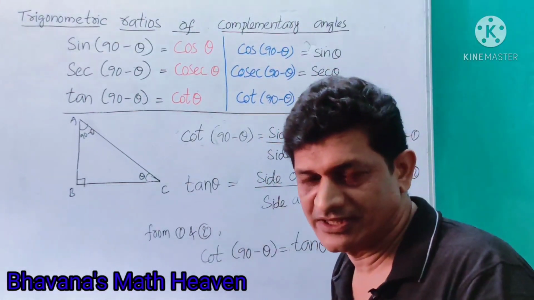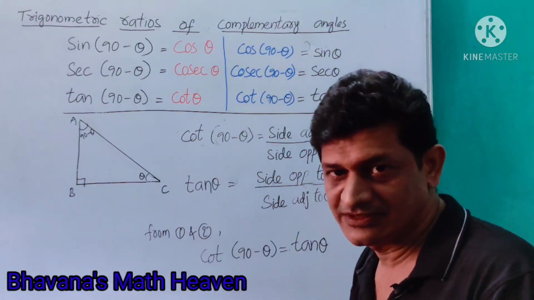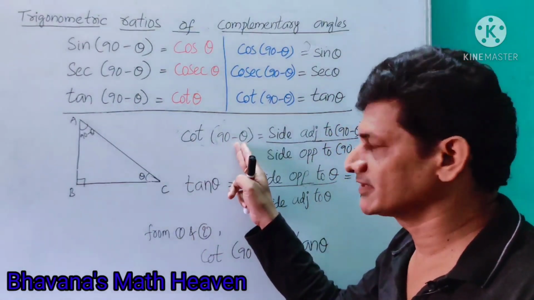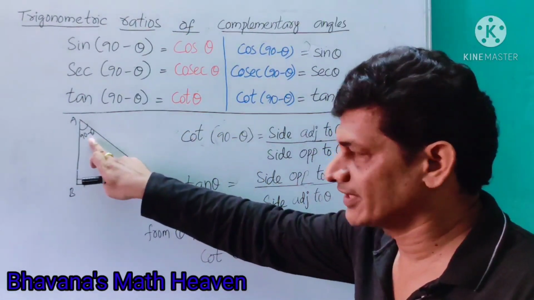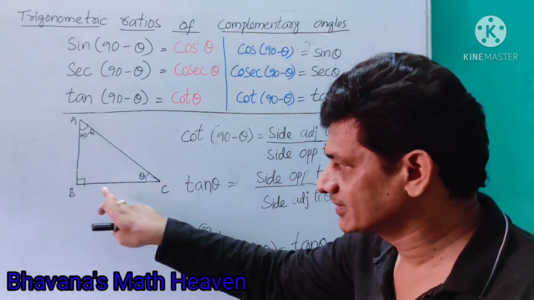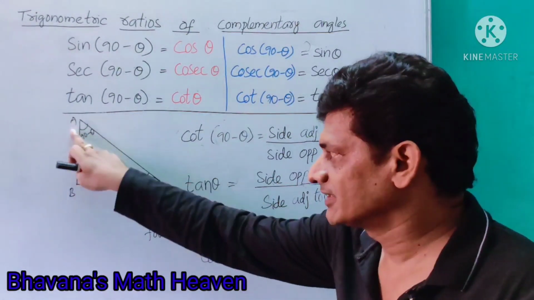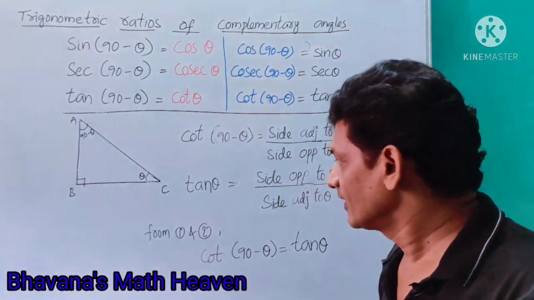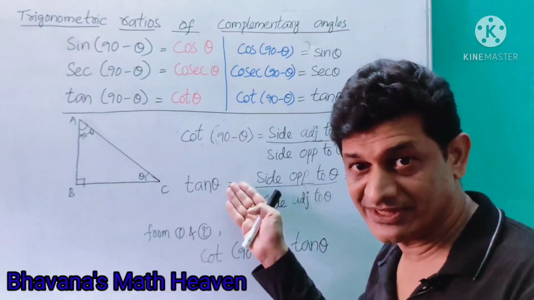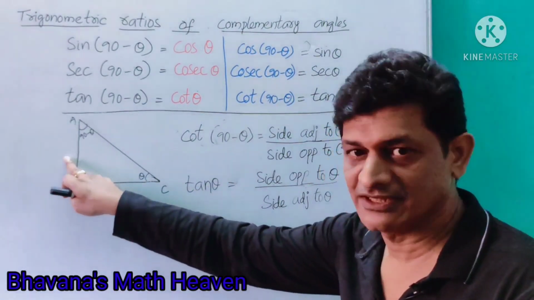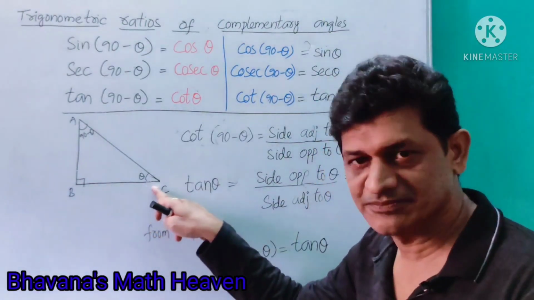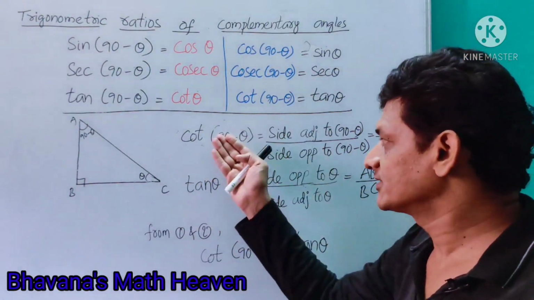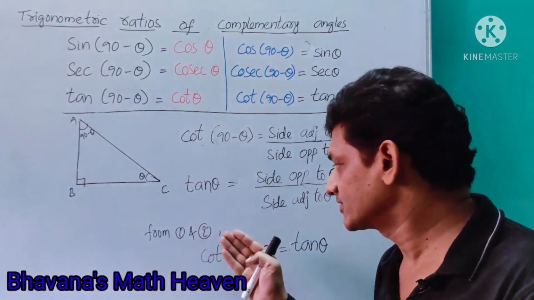Cot of 90 minus theta equals tan theta. This is the last relation. Once again the definition of cot with respect to 90 minus theta. Side adjacent to 90 minus theta by side opposite to 90 minus theta. Adjacent side is AB, opposite side is BC. So it becomes AB by BC. Now tan theta, the definition of tan with respect to theta, side opposite to theta, that is AB, side adjacent to theta, that is BC. So the ratio becomes AB by BC. Now these two ratios are equal. Hence we can say that cot of 90 minus theta equals tan theta.